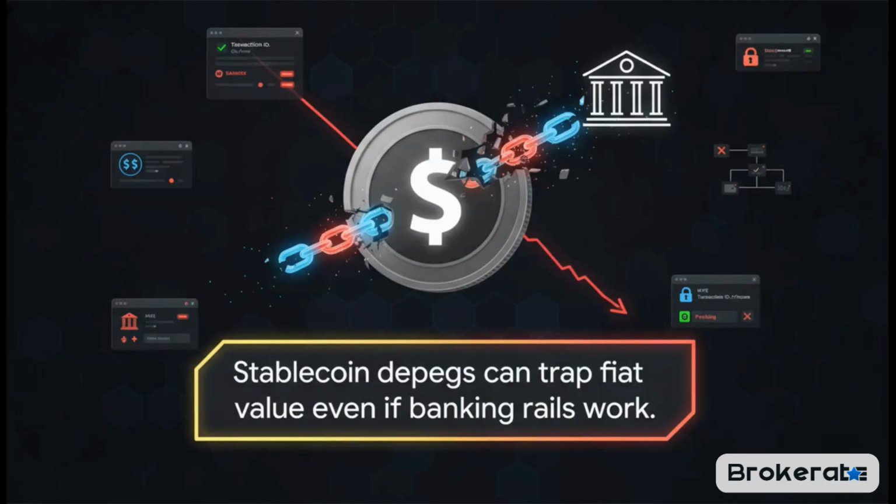And there's another sneaky risk to keep in mind here. Stablecoin depegs and paused conversions can easily trap your fiat value, even if those traditional banking rails are working flawlessly. If you rely on just one single stablecoin or one specific conversion route to exit your crypto, you're taking on a very unique liquidity risk. If that stablecoin suddenly loses its peg to the dollar, the value of your cash out could plunge before it ever even reaches your bank account.